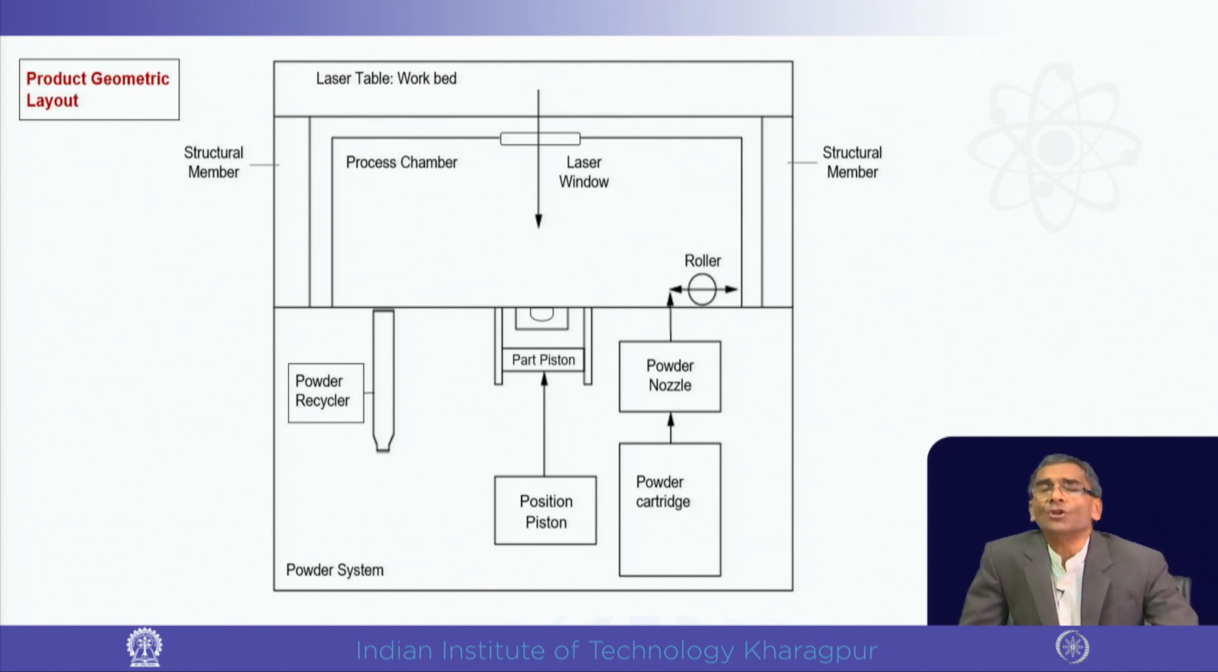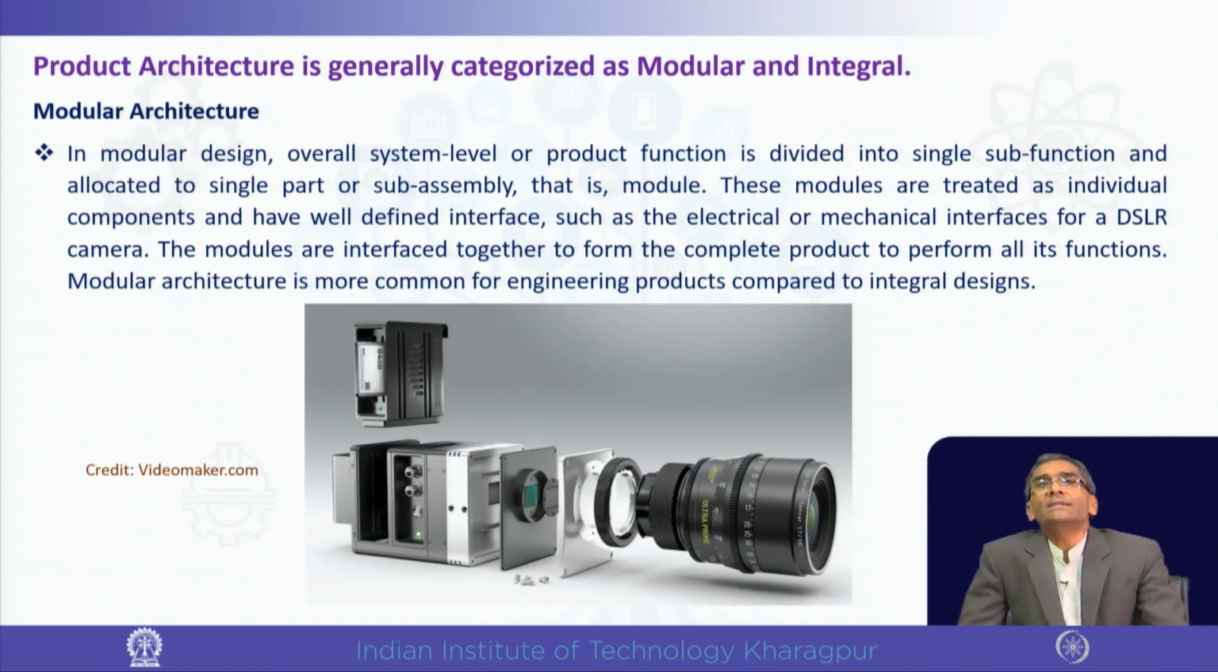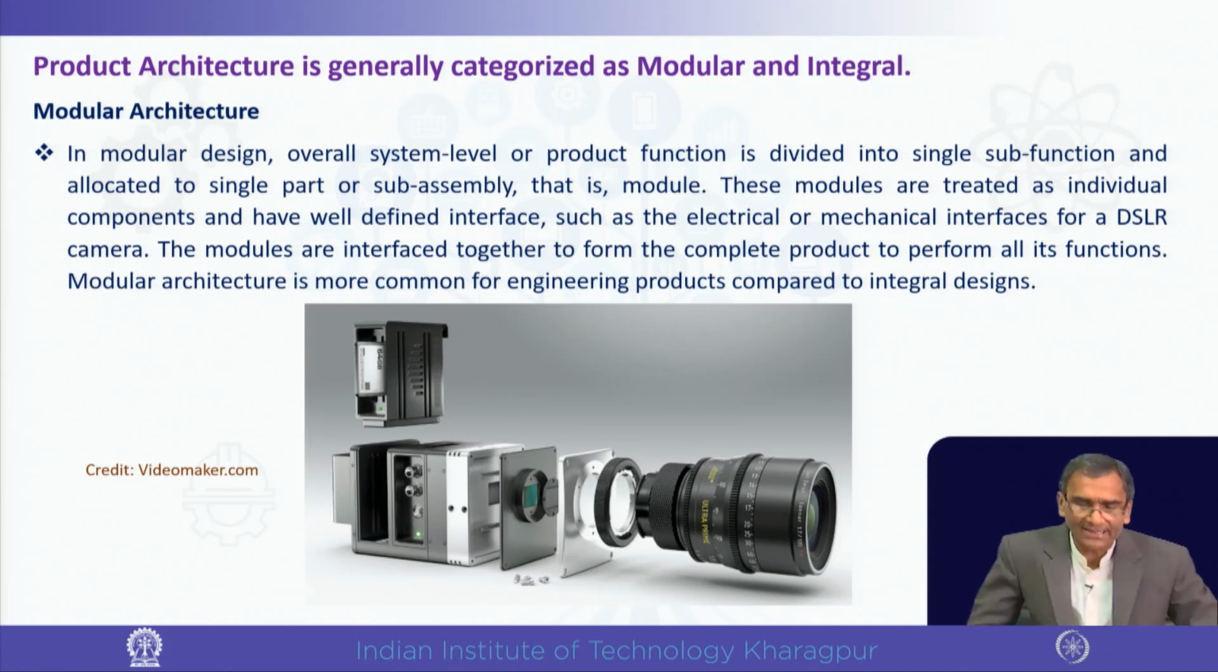Now, we have touched on the modular and integral. There are two types of architecture, one is modular, the other one is called integral. Modular, that we have just understood from the earlier drawing, but here it is the image from which it is quite clear to you how different modules are put together, where the overall system level product function is divided into single sub function and allocated to a single part or sub assembly. That is the module. We have already described that.